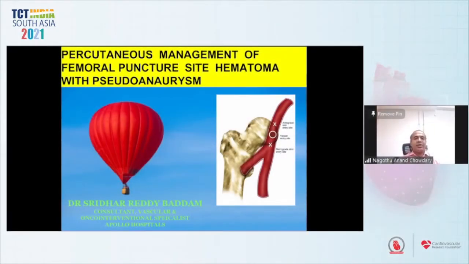Good evening, everybody. I am Dr. Sridhar, interventional radiologist at Apollo Hospitals, Jubilee Hills. Today, I'll be talking about the percutaneous management of femoral puncture site hematoma with pseudoaneurysm.